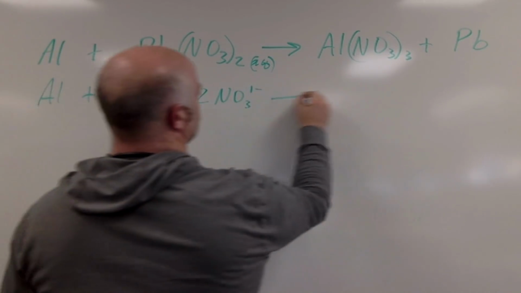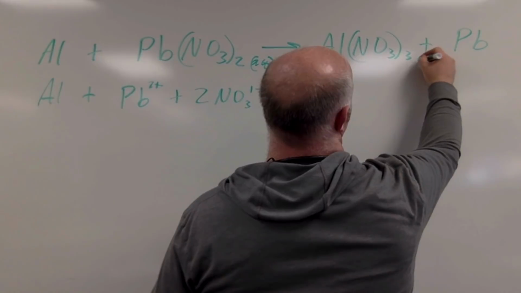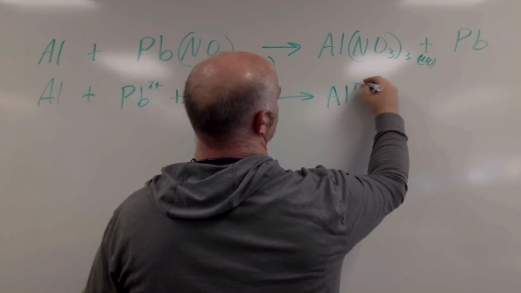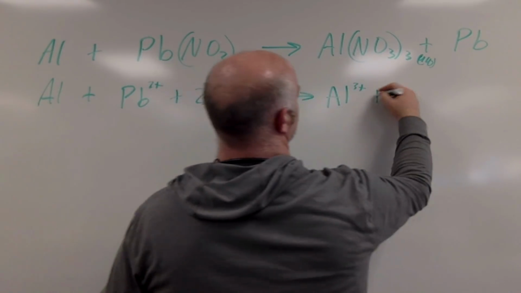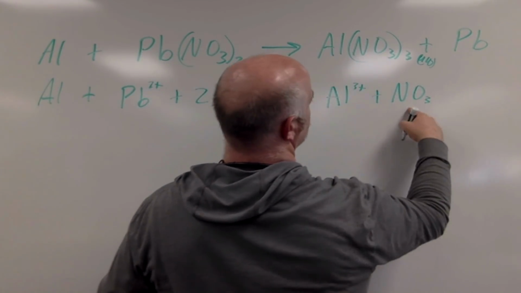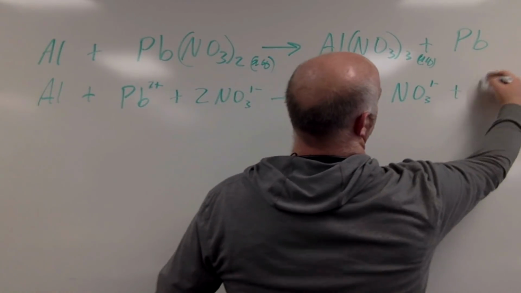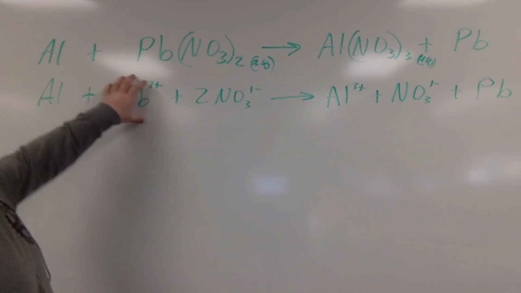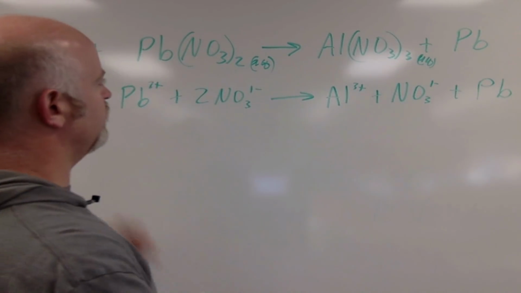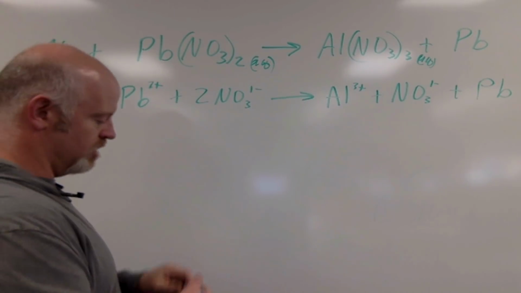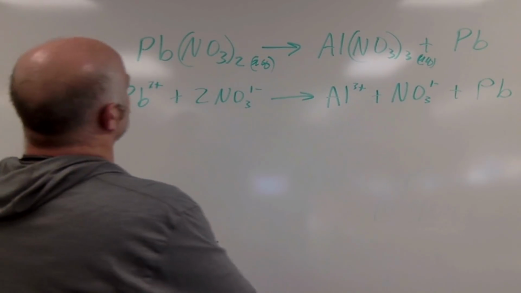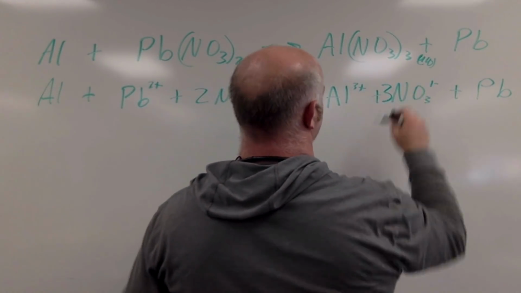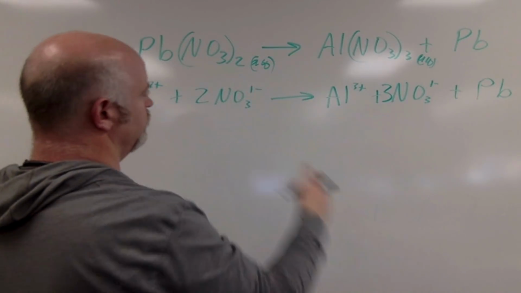Okay? They're going to make aluminum nitrate, and this will be in solution, because we know all nitrates are in solution, which means we have aluminum as a 3+, it takes 3 of these to balance, plus we have nitrate as a 1-, and then we have some lead. Okay? So at first glance, we have aluminum, we have our lead, our nitrate. We're not really balanced completely here. So if we want to balance this chemical equation, over here we have 3 nitrates. And here we only had 2.